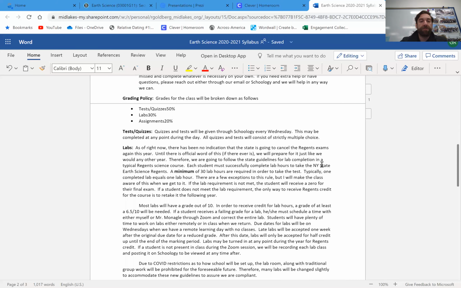I wanted to break down my grading policy and how the class is going to be run in terms of their overall grade. So half of their grade, 50%, is going to come from tests and quizzes. 30% is going to come from the labs that we do. And then the last 20% comes from the general classwork or just little homework assignments that I have.